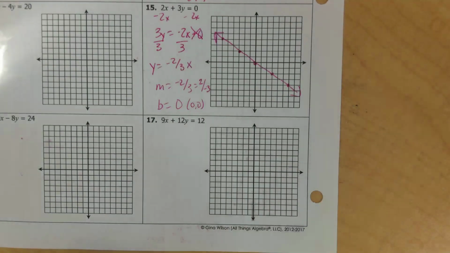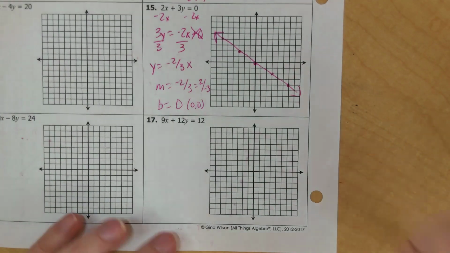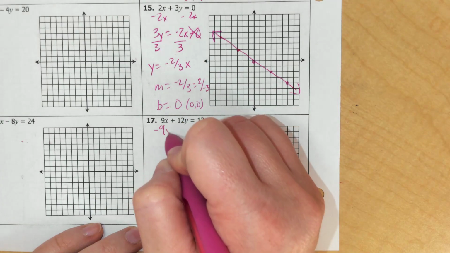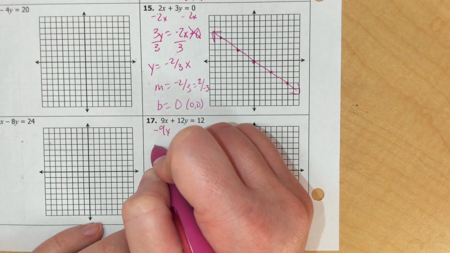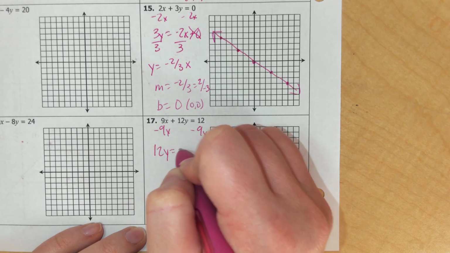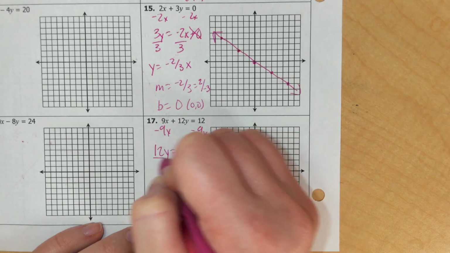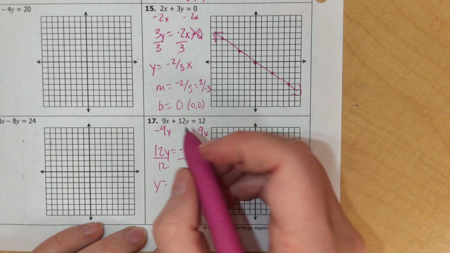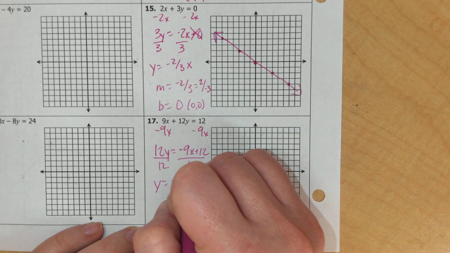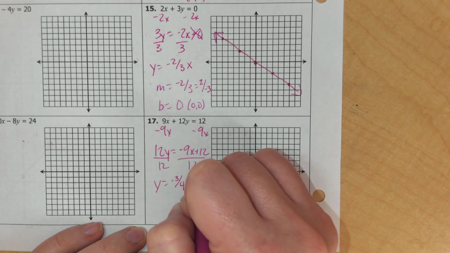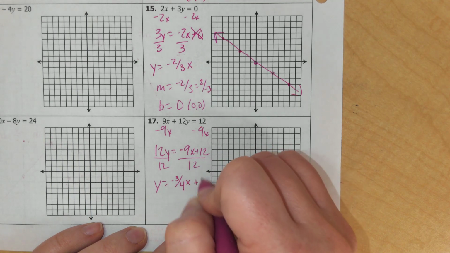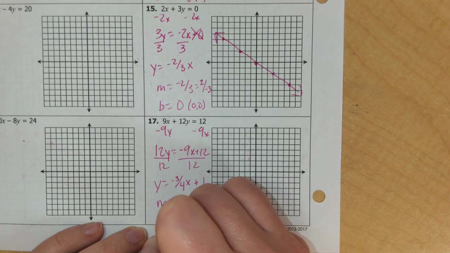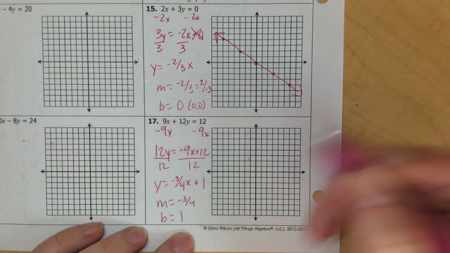Okay, and then one more example just to kind of make sure that we don't have any questions about this. We're going to get it into slope-intercept form again. We're going to subtract the 9x. So we have 12y is equal to negative 9x plus 12. We're going to divide by 12. Negative 9 over 12 reduces down to negative 3 over 4x plus 12 divided by 12 is 1. So here I have a slope of negative 3/4, and I have a y-intercept of 1.